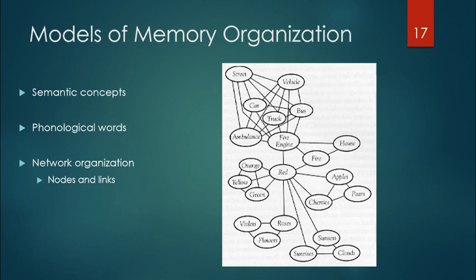Now, I want to continue talking about different models of memory organization. I briefly introduced the phonological model with the tip of the tongue idea, the idea that a word's neighborhood has a bunch of activation bouncing around it. We can also make models of memory organization based on semantic concepts. So semantic concepts refers to the meanings of words.